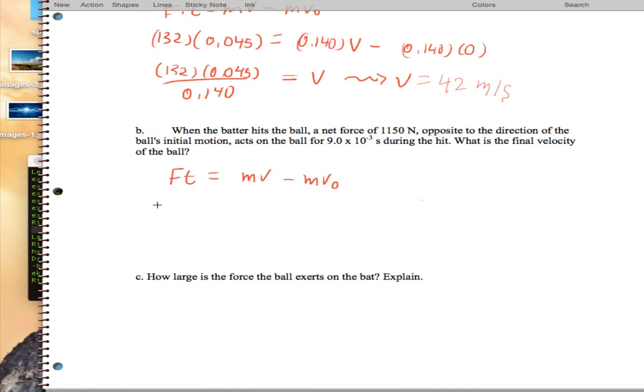So we're going to end up having 1,150 newtons times the time, which is 9.0 times 10 to the negative third seconds. But let's be clear here, the direction of the force is opposite to the ball's initial motion. So let's be careful here. So we're going to have m times v minus m.